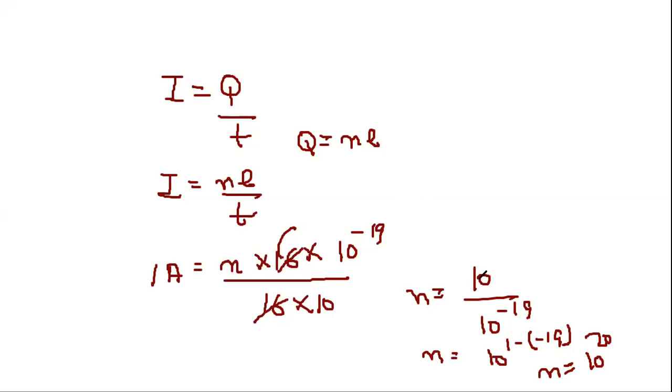I hope it's clear to you. So there are 10 power 20 electrons which are passing through a cross section of the filament in 16 seconds.